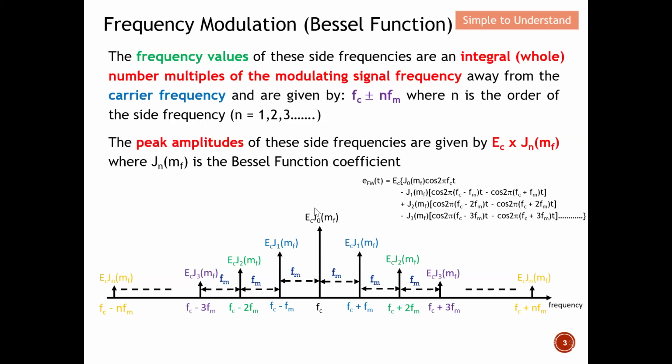So earlier on, I did mention that this is actually called the Bessel function coefficient. The peak amplitude of this side frequency is given by this equation. This is EC multiplied by the Bessel function coefficient. This will give the peak value. This is what we call the amplitude spectrum. In my example, I will show you how we can plot this amplitude spectrum.